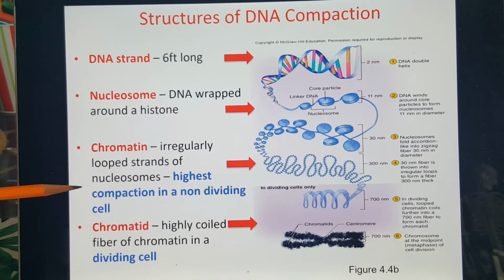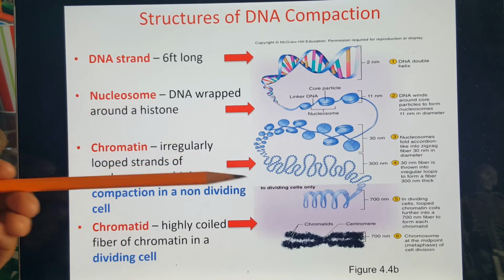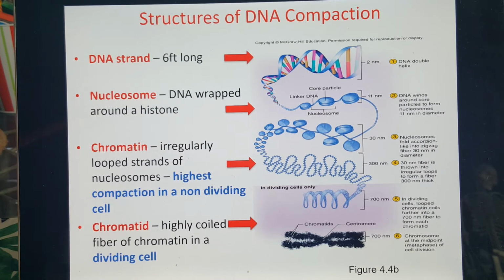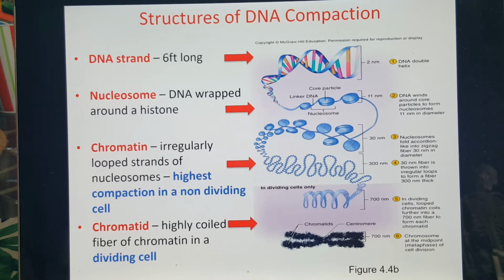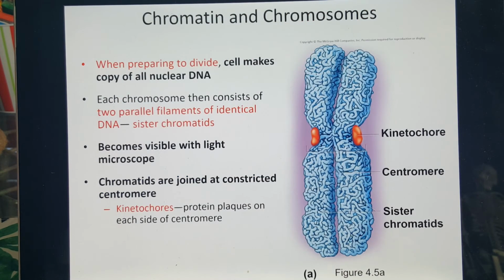When a cell is not dividing, chromatin is the highest level of compaction. This is still open enough that if you need to get to a particular gene in order to copy the RNA to get that protein blueprint, you can. Here, it's way too compact. It's just for making sure to get that DNA into the next cell. This is another structural view of your chromatid.